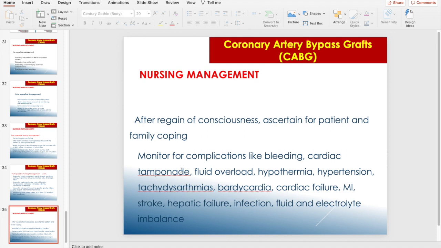It's accumulation of fluid in the pericardial space. Also fluid overload, and hypothermia, because sometimes the patient will be hypothermic, since during the procedure they put the patient in hypothermia. Also hypertension, dysrhythmias. The patient may have bradycardia. All of these signs and symptoms you have to check in the patient after the surgery.